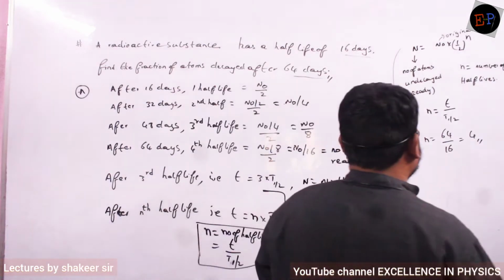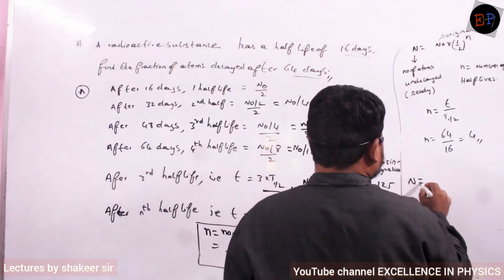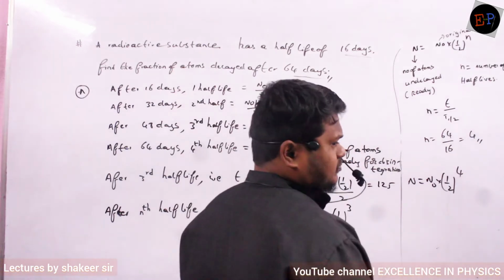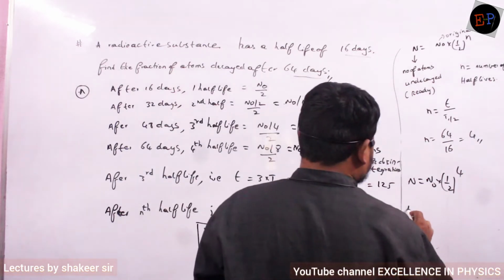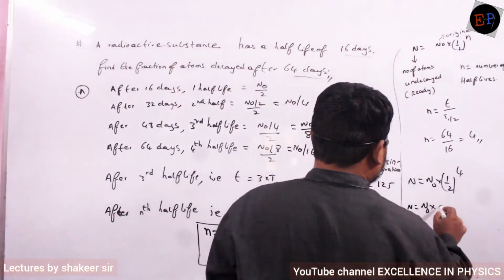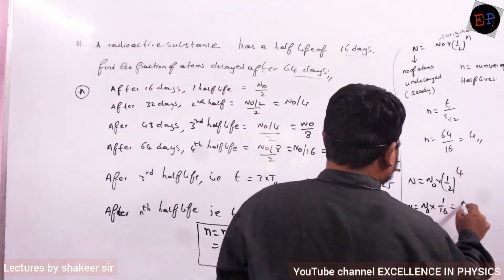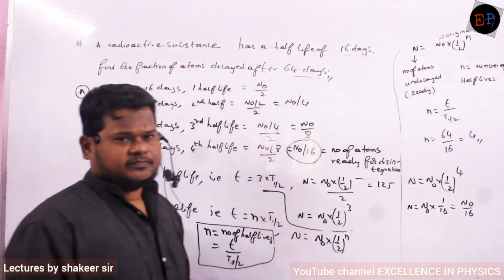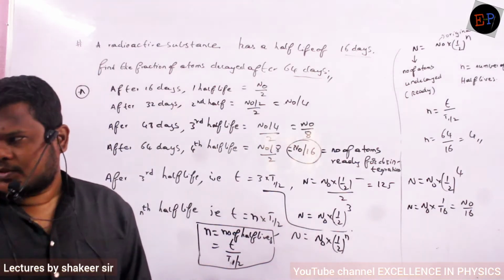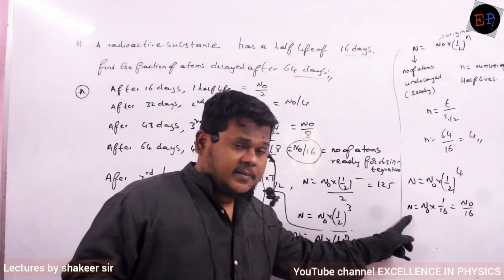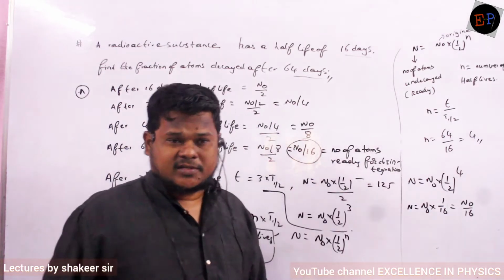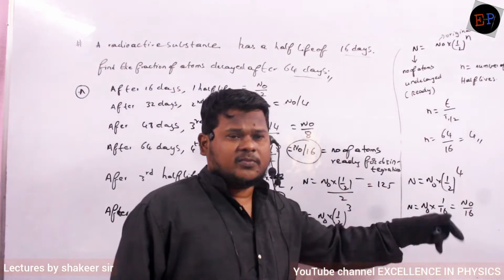Okay. So therefore, now substitute in this equation. N is equal to n naught multiplied by 1 by 2 power 4. So therefore, how much? N is equal to n naught multiplied by 1 by 16. So therefore, n naught divided by 16. So same answer I got once again. Are you able to understand? And what is meant by n? N means the number of atoms which are ready for disintegration. And how many are they? They are only n naught by 16.